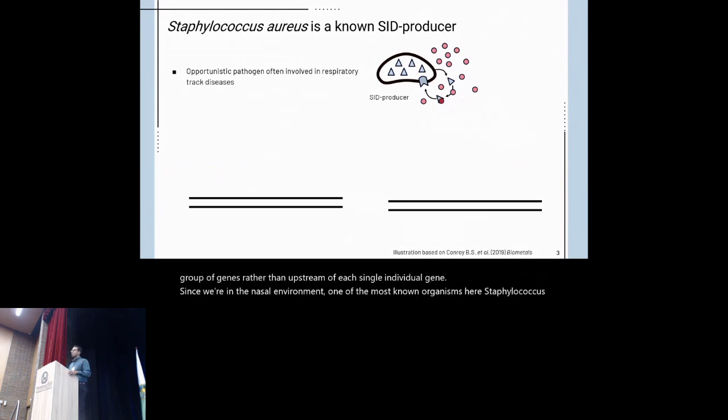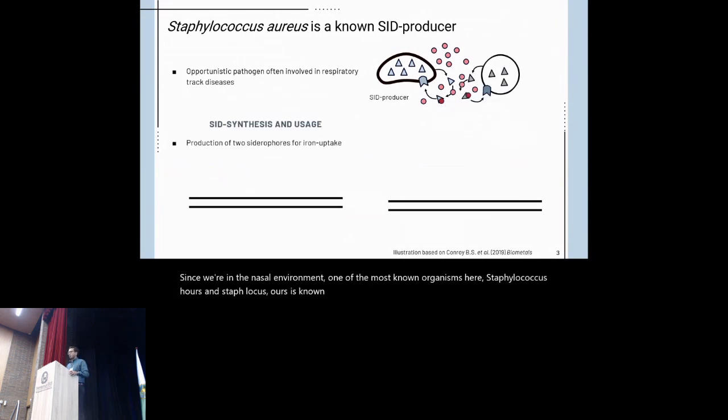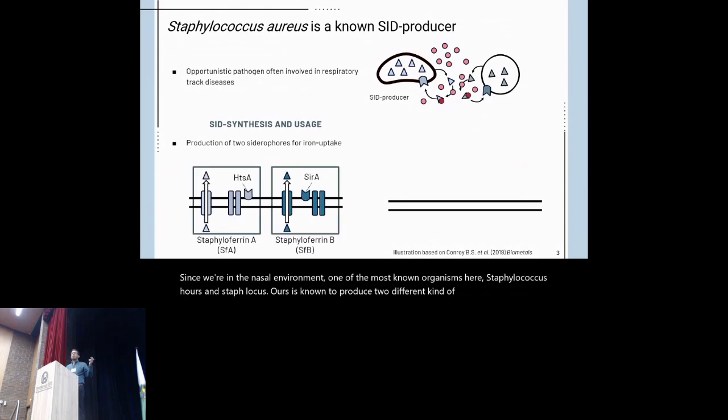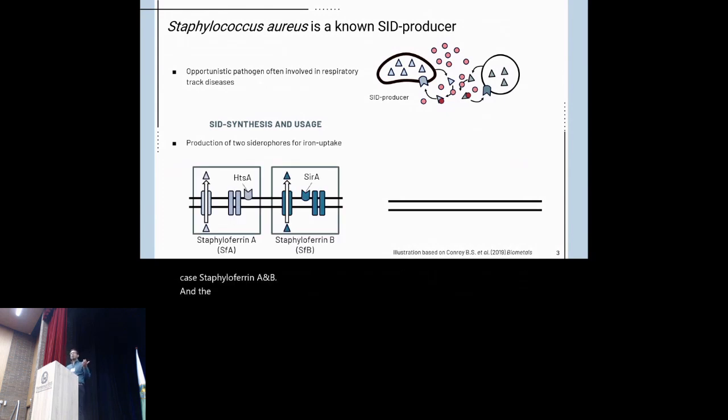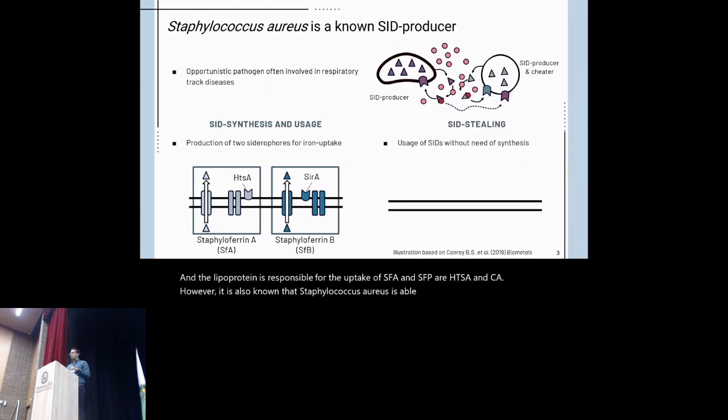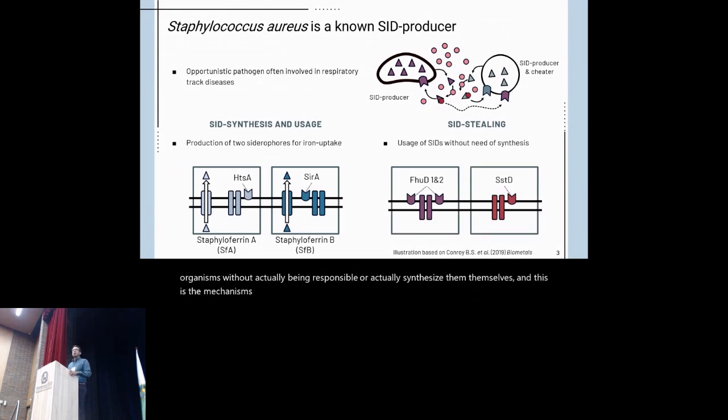Staphylococcus aureus is known to produce two different kinds of siderophores, in this case staphyloferrin A and B. The lipoproteins responsible for the uptake of SFA and SFB are HtsA and SirA. However, it is also known that Staphylococcus aureus is able to take up siderophores from other organisms without synthesizing them itself. This is the mechanism of Fhu D1 and D2 and SstD.